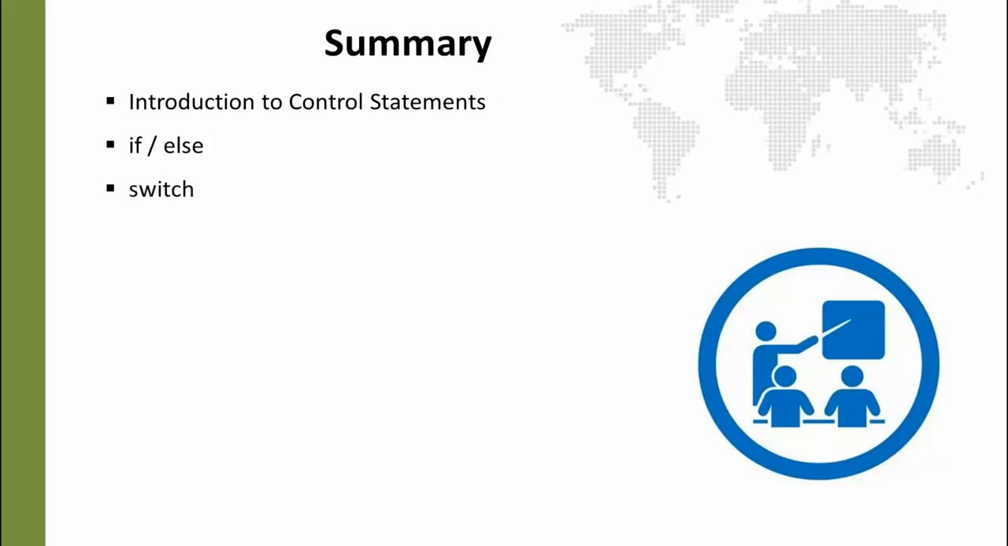Then we looked at a switch statement, and we saw how we could switch on a particular value, and then have a bunch of different cases and execute different code based on each case. Next, we looked at the for statement.